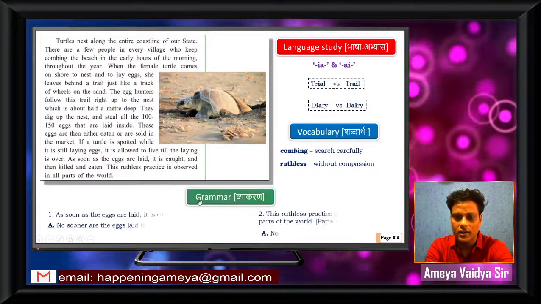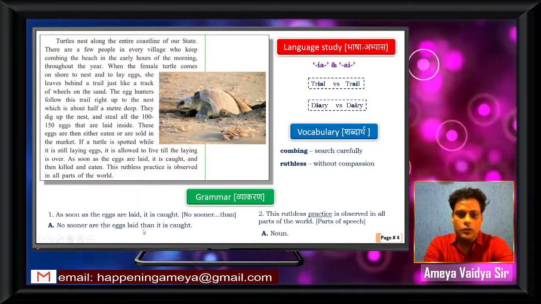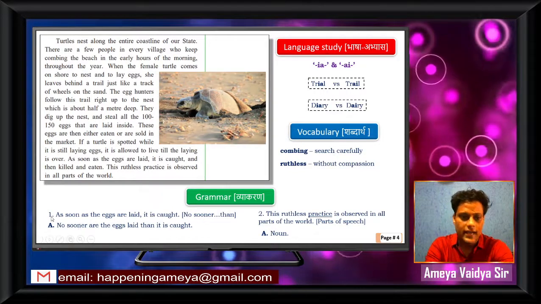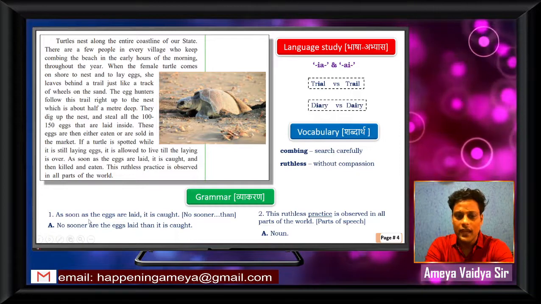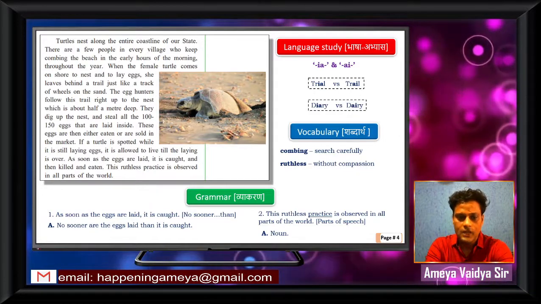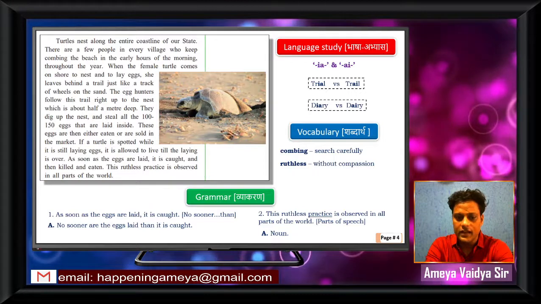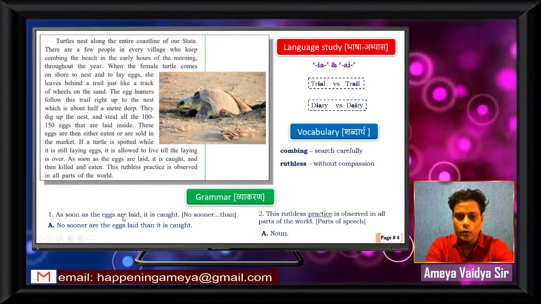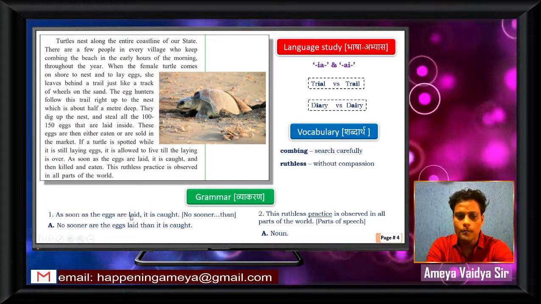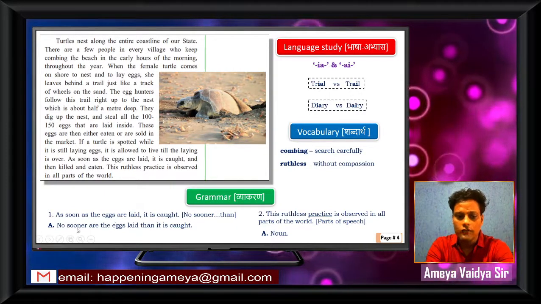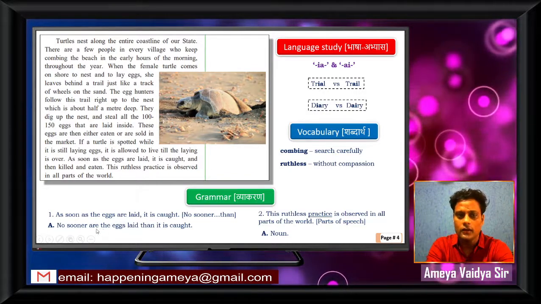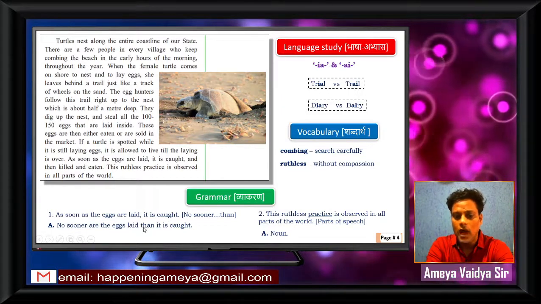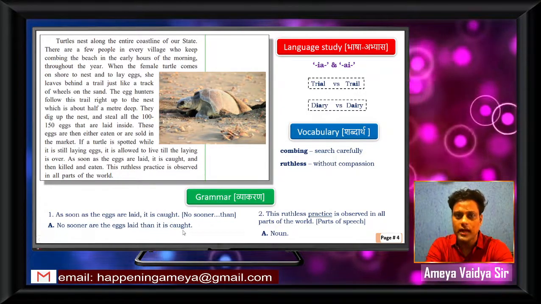Are there any grammar entries? Yes, sir. First one is we'll have to rewrite using no sooner than. So the question is, as soon as the eggs are laid, it is caught. No sooner are the eggs laid than it is caught. Guys, very important for you to realize, if you have the auxiliary, like in this case, you have the auxiliary are, you're going to start with no sooner, then you're going to use that auxiliary. No sooner are the eggs laid than it is caught. The part after than never changes. That is a point to be noted.